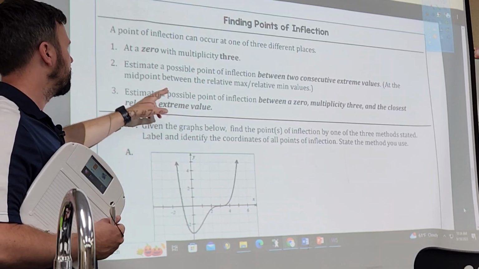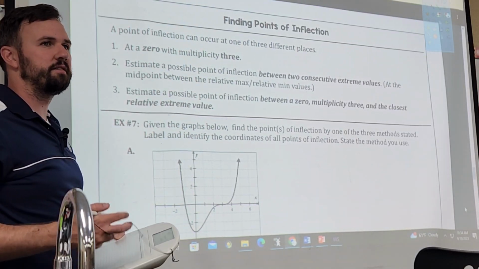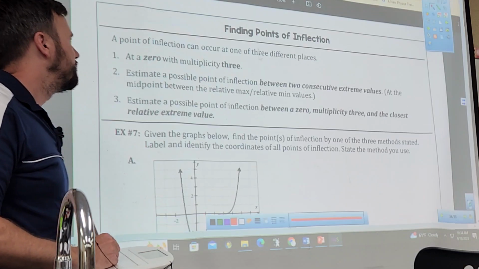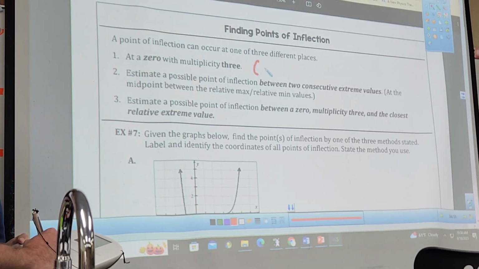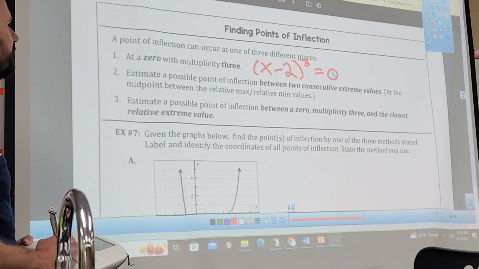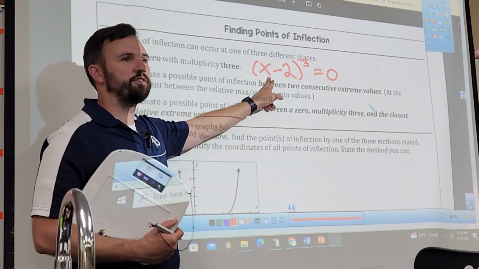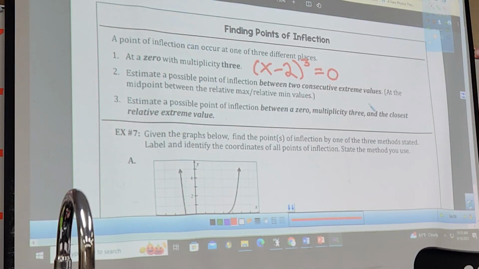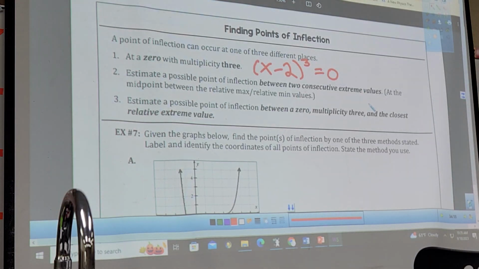That's what that one looks like. You guys remember what multiplicity means? So like, if I had the function x minus 2 to the third equals 0, how many times is 2 a solution of that? 3 times, so it has a multiplicity of 3. You guys would have seen that a little bit in Algebra 2.